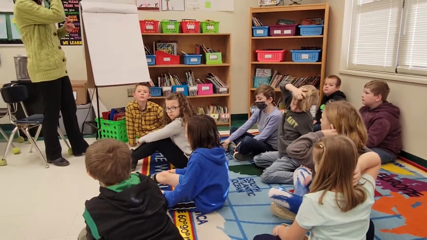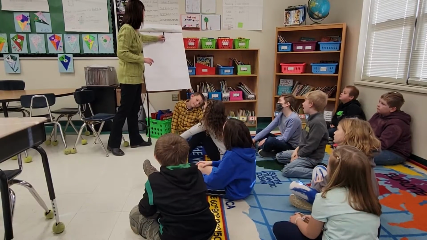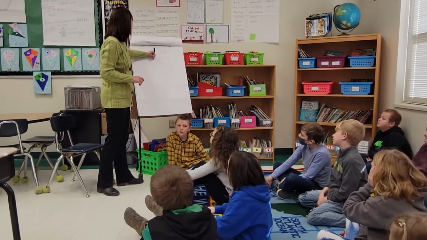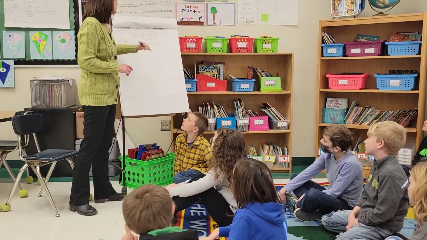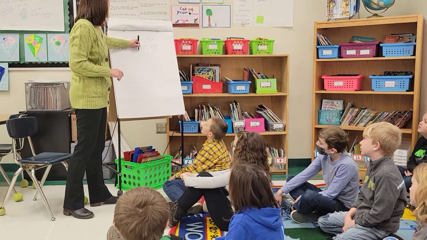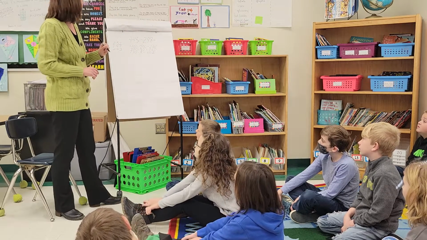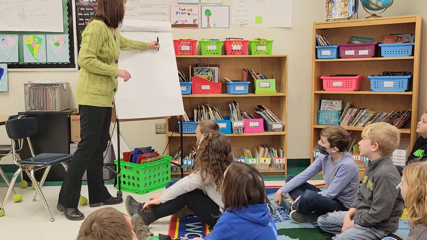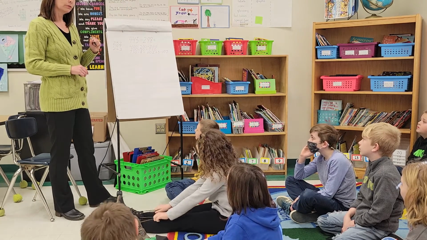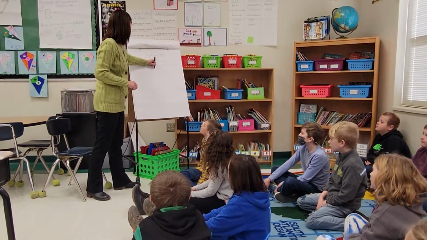Aiden, what did you do? So I did 400 minus 200, and that gave me 200. And then I did 200 minus 90, and that gave me 110. And then 110 minus 8 is 102. And then I plus the 5, and that gave me 107. And then I plus the 40, and then I got 147. Okay.